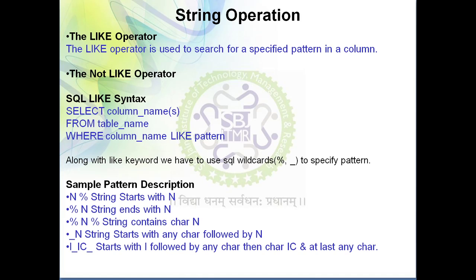Or somebody asks you another query: give me the list of employees whose name ends with A. Again the same answer will arise in your mind, that you will write ename equals A. Will it work? No. Then another kind of query can be there: give me the list of employees whose name contains the character R. Can you write ename equals R? No.